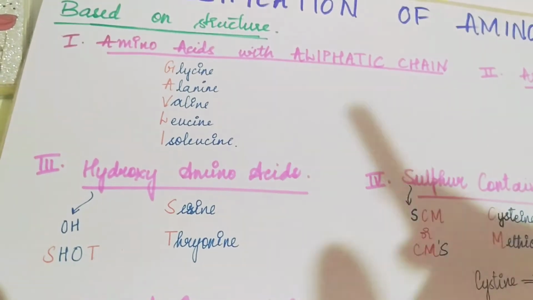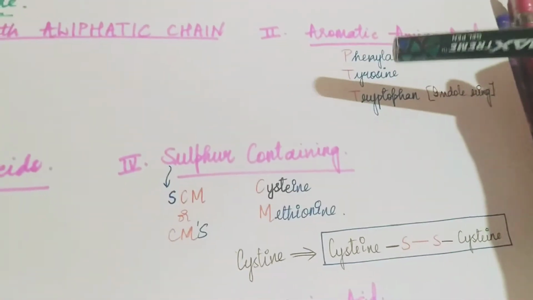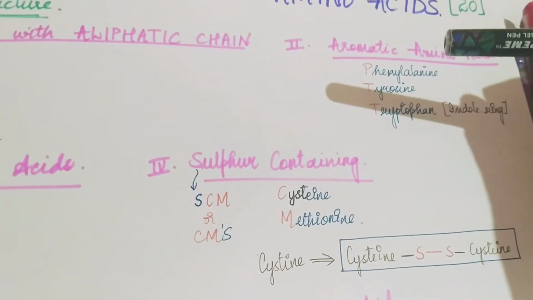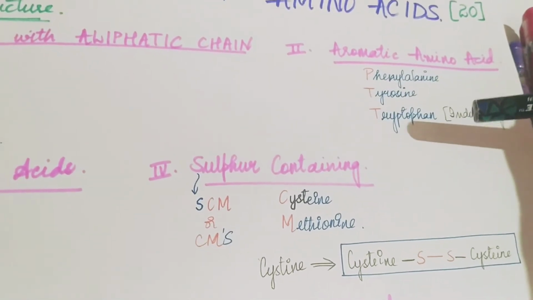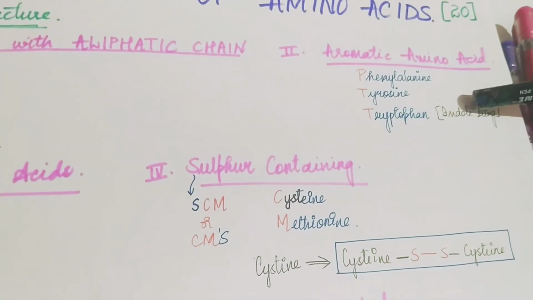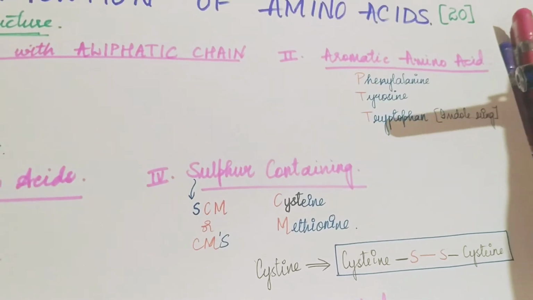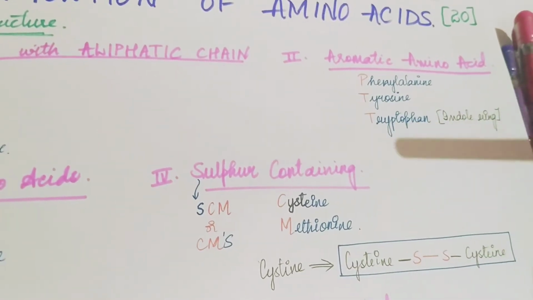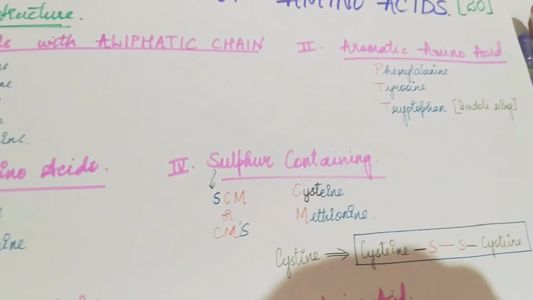Now, the second one is aromatic amino acids. We have 3 amino acids under this, and these are phenylalanine, tyrosine, and tryptophan. A very important point to remember is that tryptophan has an indole ring. This is very specific for tryptophan, so it might be asked as a viva question as well. So tryptophan has an indole ring in it.